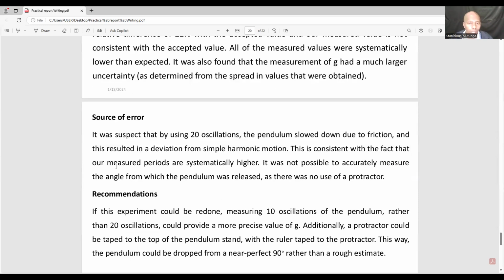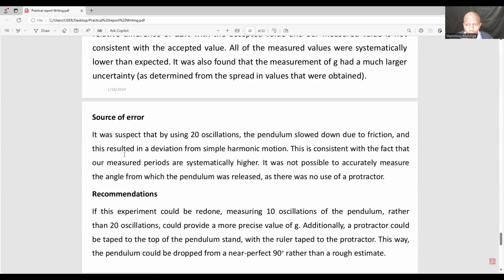It was suspected that by using 20 oscillations, the pendulum slowed down due to friction, and this resulted in a deviation from simple harmonic motion. This is consistent with the fact that our measured periods are systematically higher.